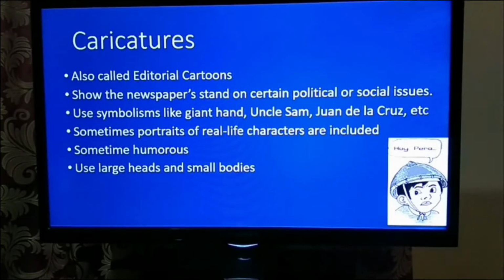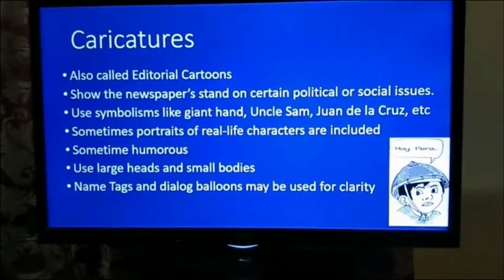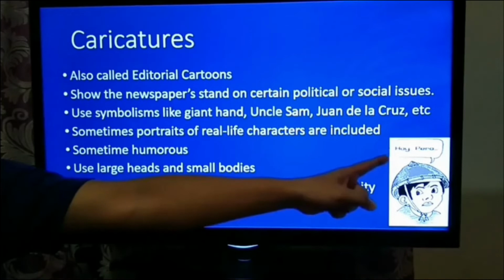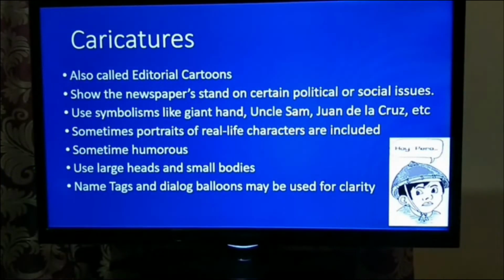Now, sometimes if the characters are quite difficult to figure out, the cartoonist would put some tags or dialogue balloons for more clarity. Example, here we have a dialogue balloon, and Juan de la Cruz is saying, "Hi, pera." He has money problems. Typical Filipino has money problems. In a nutshell, that's what caricatures are.